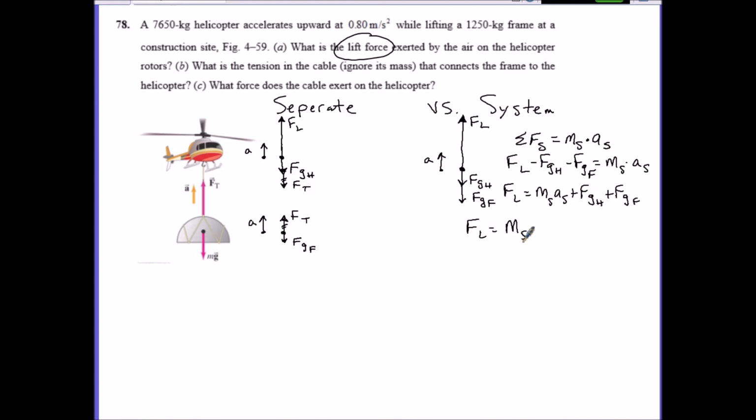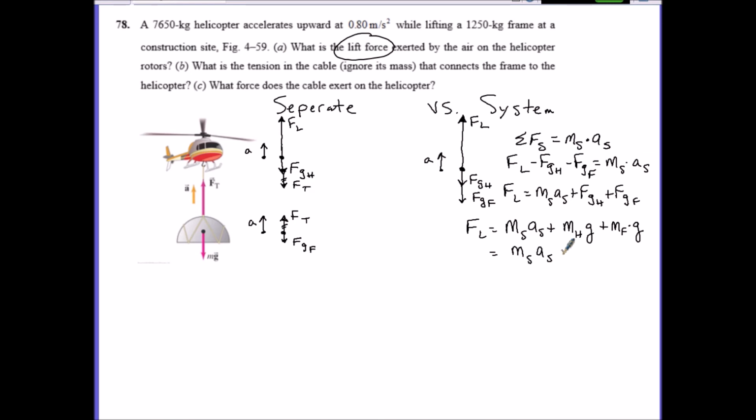Mass of the system times a of the system plus, now let's see, the force due to gravity on the helicopter is the mass of the helicopter times g. And the force of gravity on the frame is the mass of the frame times g. And if I look even closer here, I see that mass of the helicopter plus mass of the frame is in fact the mass of that system. So I might just take another step here.